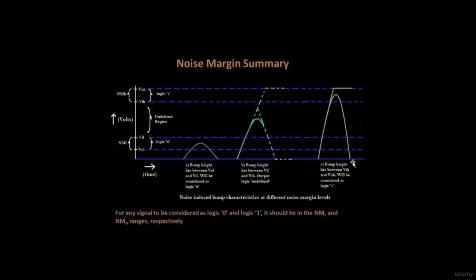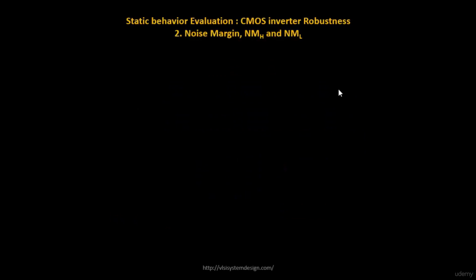These kinds of bumps also need to be fixed. Now that we know the definitions of noise margin, the NMH and NML, the next step is to evaluate NMH and NML based on the CMOS inverter that we have been using till now. So let's start from that point in the next video.